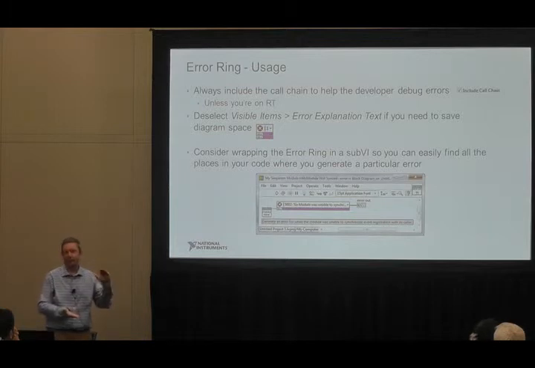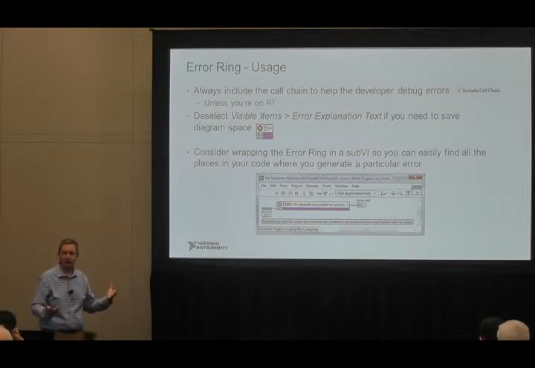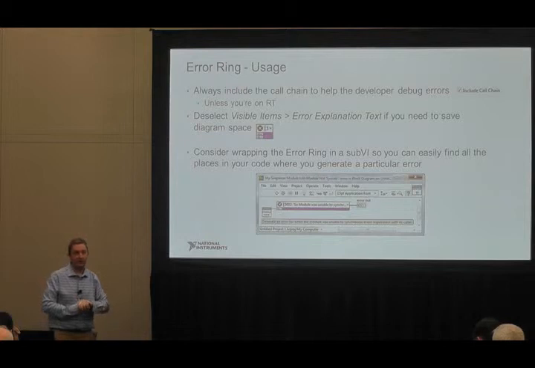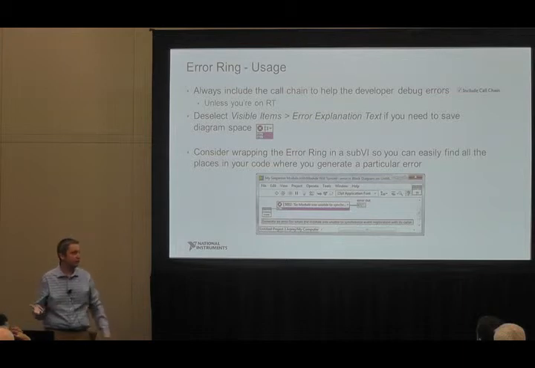Now, I'm probably also reading the call chain, so that's probably helping me find the specific spot. But maybe for whatever reason, I need to know where all the places are that I might generate this specific error. It's really handy to have this error ring wrapped in the sub-VI, because then I can just go look for where that sub-VI is, and I'll know all the places where I generate that error. You can also use bookmarks, that's true.